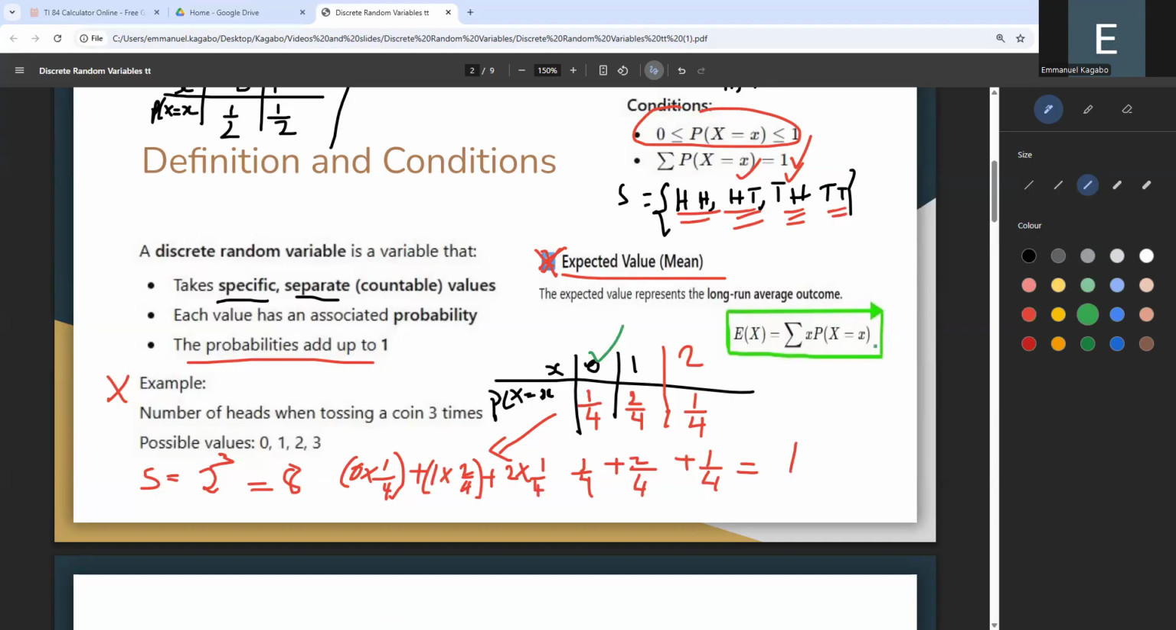You just get, these are my x, and that is the x times the probability. So the x value here is 0. What's the probability corresponding to 0? 1/4. That's why I did 0 times 1/4, plus 1, which is this x value, times its corresponding probability, which is 2/4. Then 2, the x value, times the probability corresponding to that. Is that okay? That is it. Have you understood now? That's expected value.